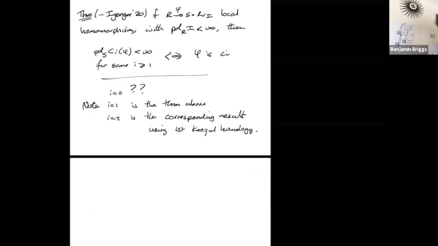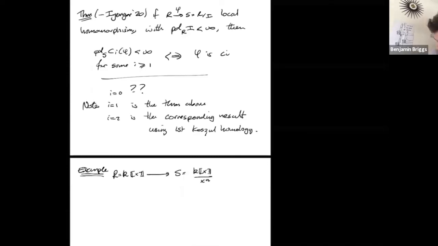So let's do some examples of, say, R is just a nice polynomial ring in one variable. And I'm going to do a complete intersection example. So I'm just going to take S to be R modulo some power of X, like this. So this one is a complete intersection. And my ideal in this case is X to the N as usual.